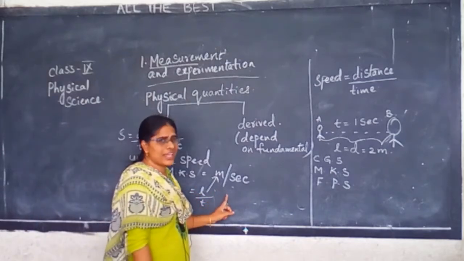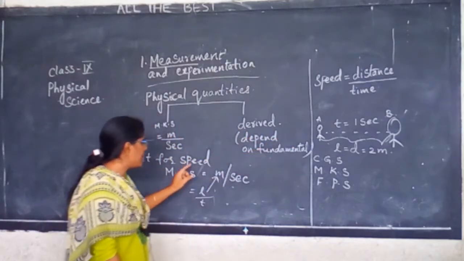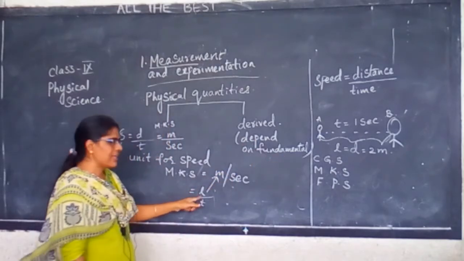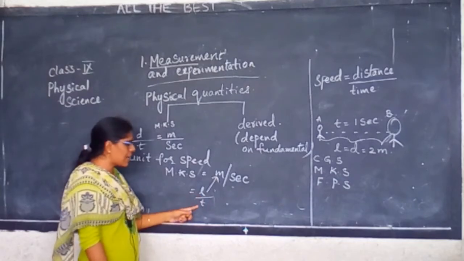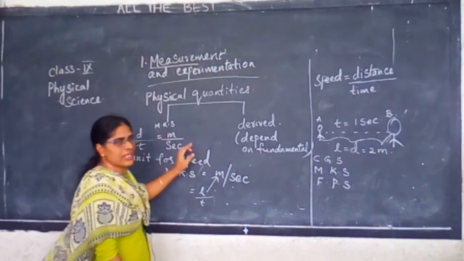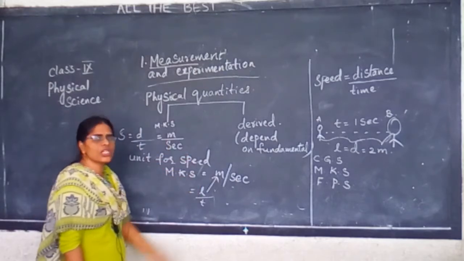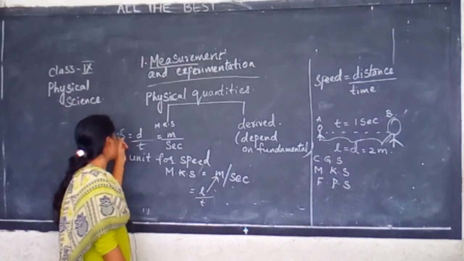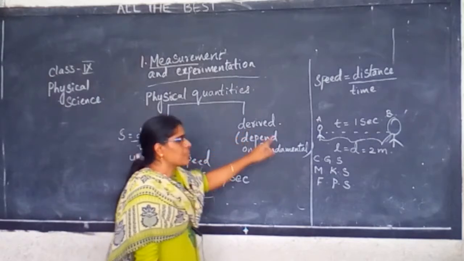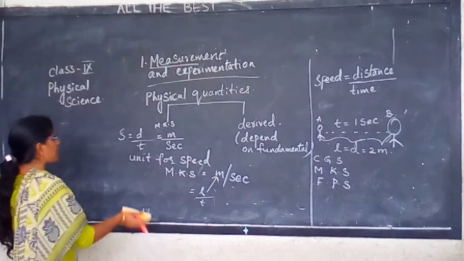Now can I say my speed is a derived quantity or not? Derived, what I said, they will depend on fundamental quantities. Length, is it a fundamental quantity? Time, is it a fundamental quantity? Yes. Hence, we can say that speed is a derived quantity. Means by using your fundamental quantities, we are achieving a new physical quantity called speed. Hence, speed is a derived quantity. Let us take another example.